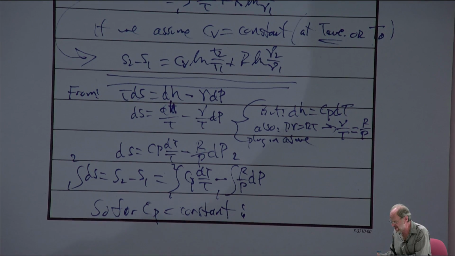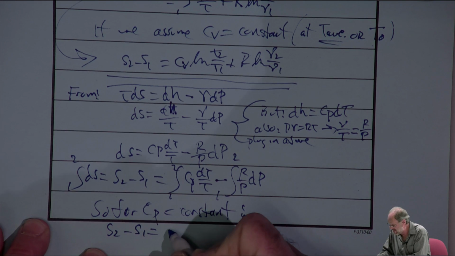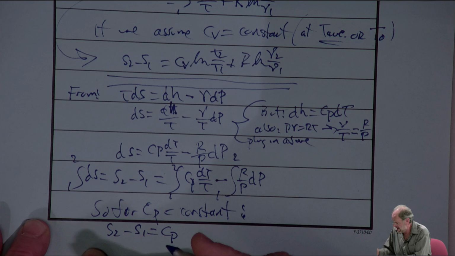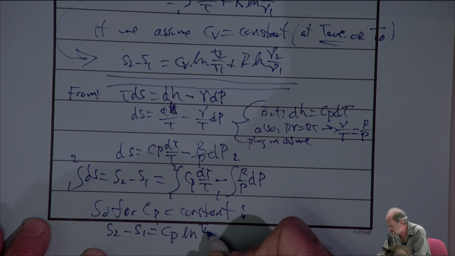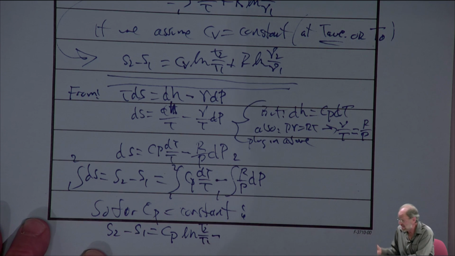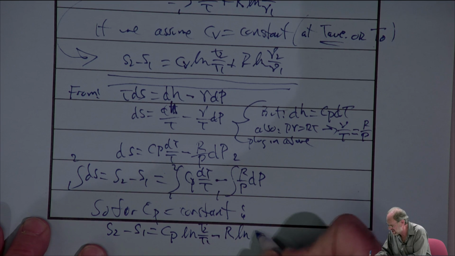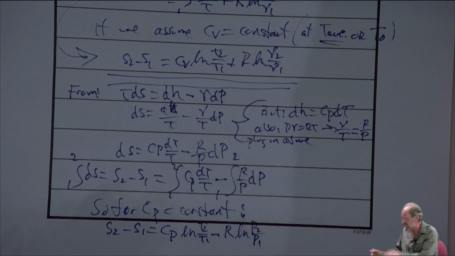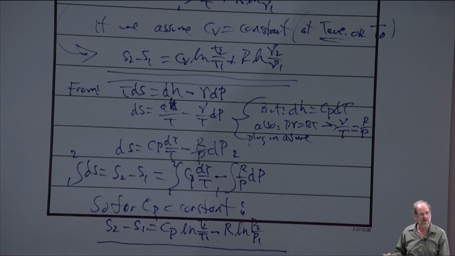we basically would get now that S2 minus S1 equals Cp, which just leaves us with the integral of dT over T, which is again the natural log. So Cp natural log T2 over T1 minus, and then again, R comes out of the integral, and the integral of dP over P is again the natural log, evaluated from 1 to 2, which is natural log P2 over P1. And this then gives us an alternate equation that we can use.